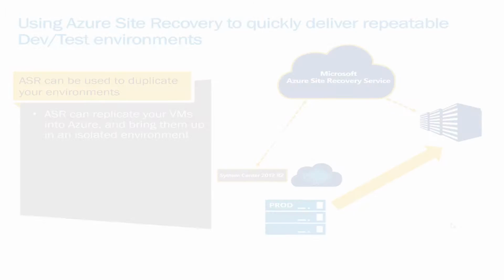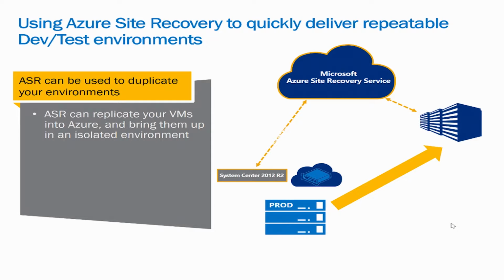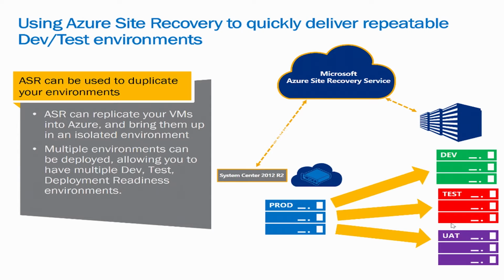Here we're using Azure Site Recovery to replicate our environments to be used as additional development or test environments. Azure Site Recovery can be used to replicate your VMs into Azure and then bring them up as an isolated environment. From these images, multiple environments can be deployed, allowing you to have as many dev, test, deployment readiness, UAT, any kind of environments that you need for your teams to be able to deliver better.